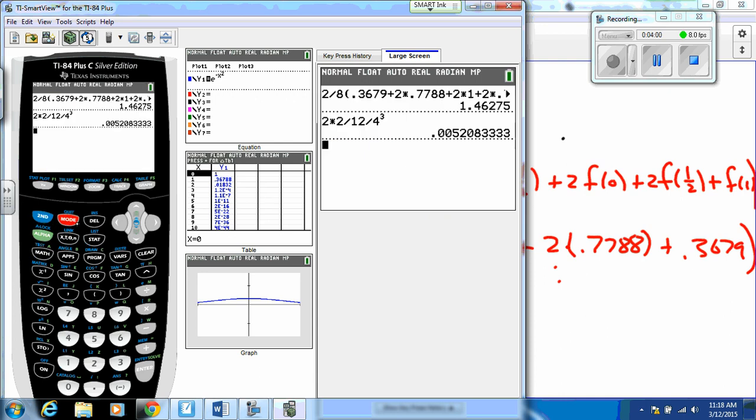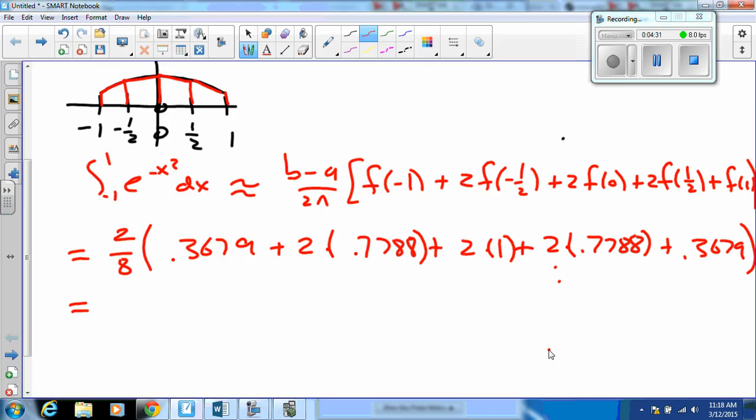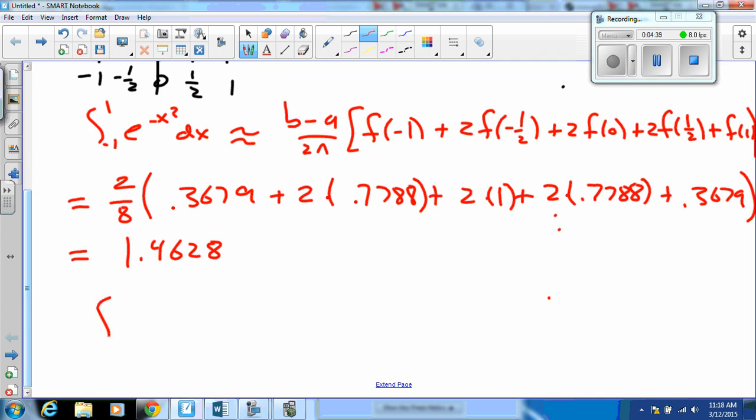If we quit out of our graph, then we can do directly 2/8 times quantity 0.3679 plus 2 times 0.7788 plus 2 times 1 plus 2 times 0.7788 plus 0.3679. And hit enter, and we get the estimate for our integral, which is 1.4628. Just like that. How about the actual value of the integral?